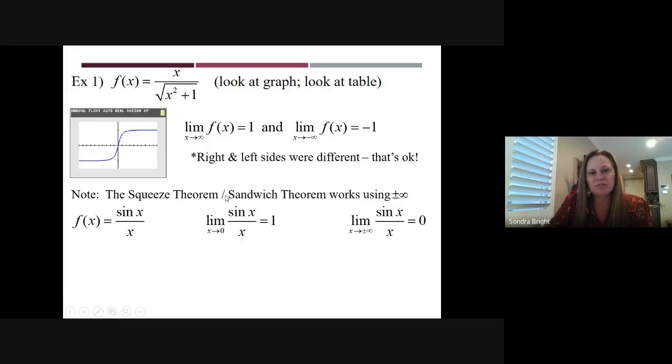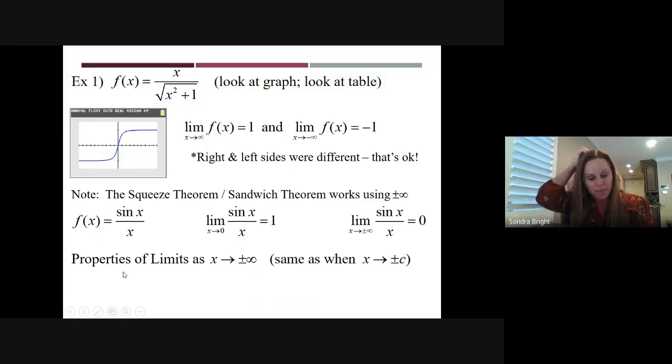And then the whole sandwich theorem and squeeze theorem works using positive or negative infinity. And that is because we know sine of x is bounded between positive 1 and negative 1. And then if we divide it by x, then that means that sine of x over x is actually bounded by negative 1 over x and positive 1 over x. And then we know what happens to 1 over x as it's going to infinity. They're both 0, which means that this guy has to be 0 also. If that's confusing to you, we can go over that more in depth in class.